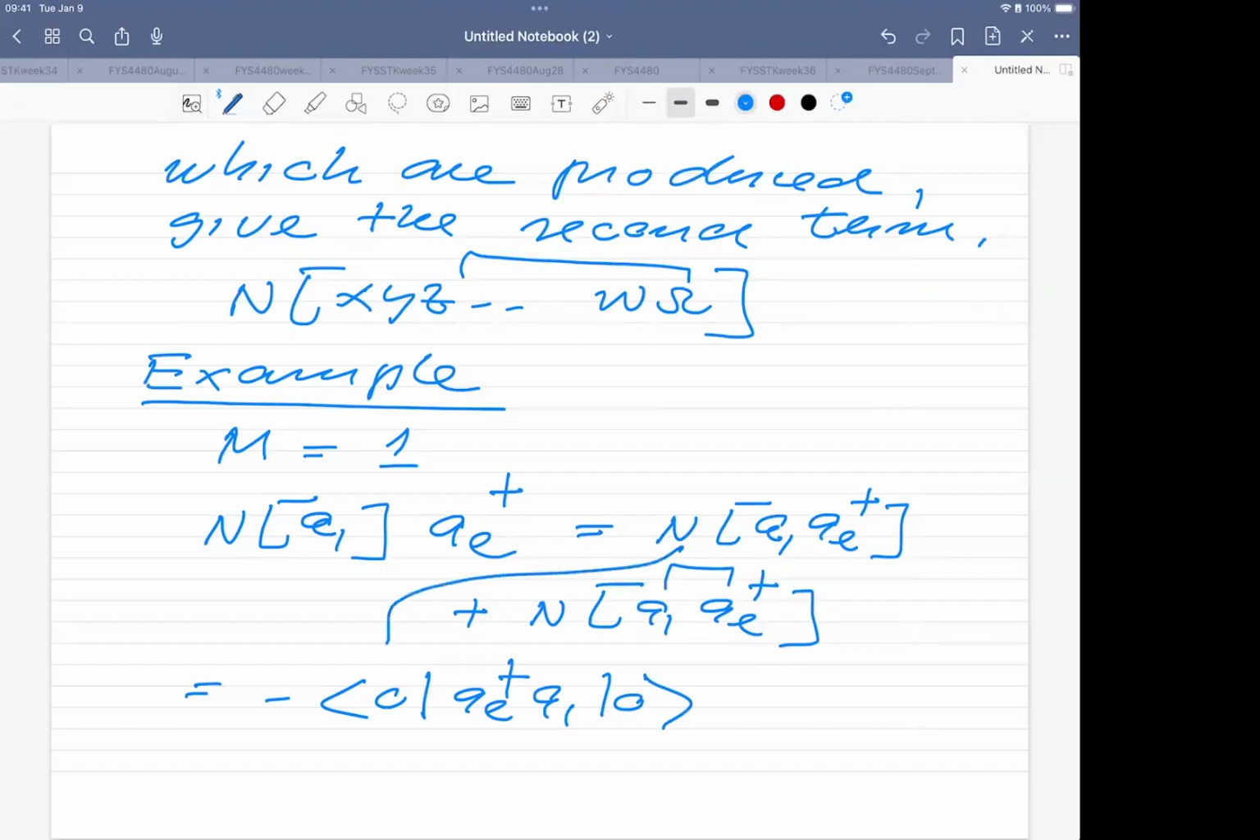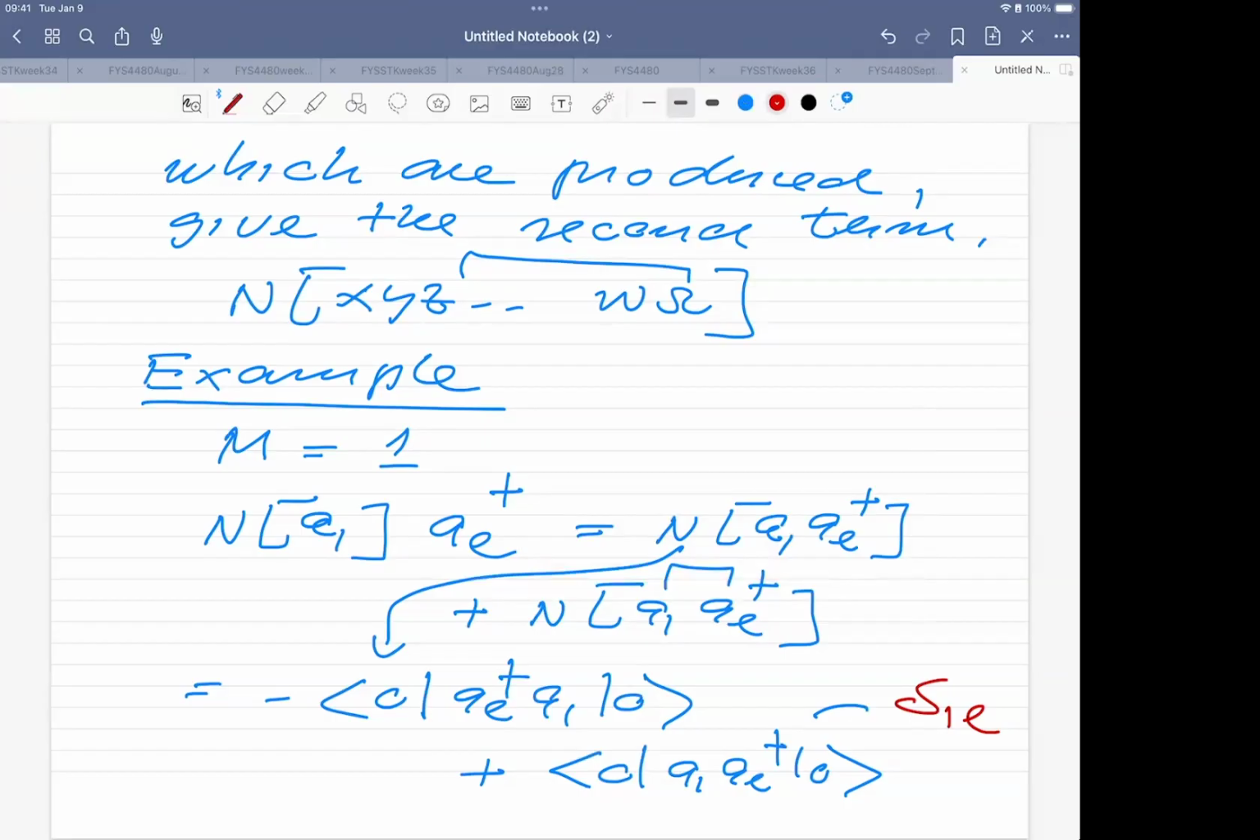There's a minus sign because we switch or permute A1 and AL. And then we have the next term, which is simply the expectation value of 0, A1 AL dagger, 0. And that term is something which we have seen before. This is a Kronecker delta, delta 1L. So this is the application of this lemma to the case where we have one creation operator and one annihilation operator.